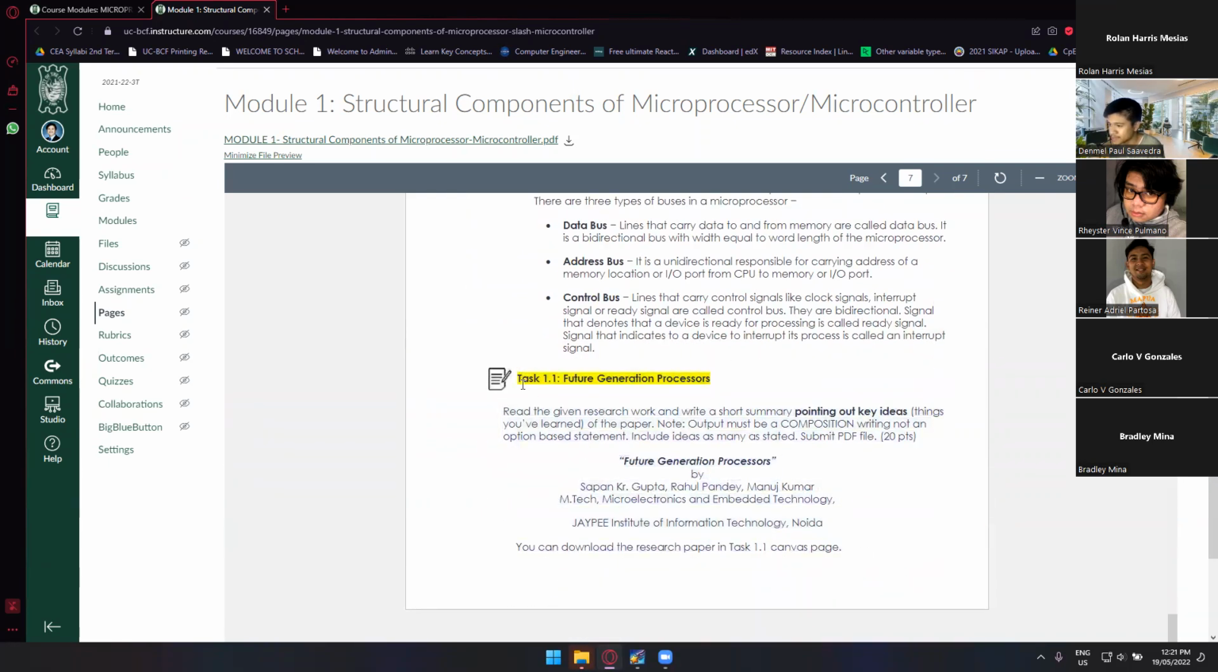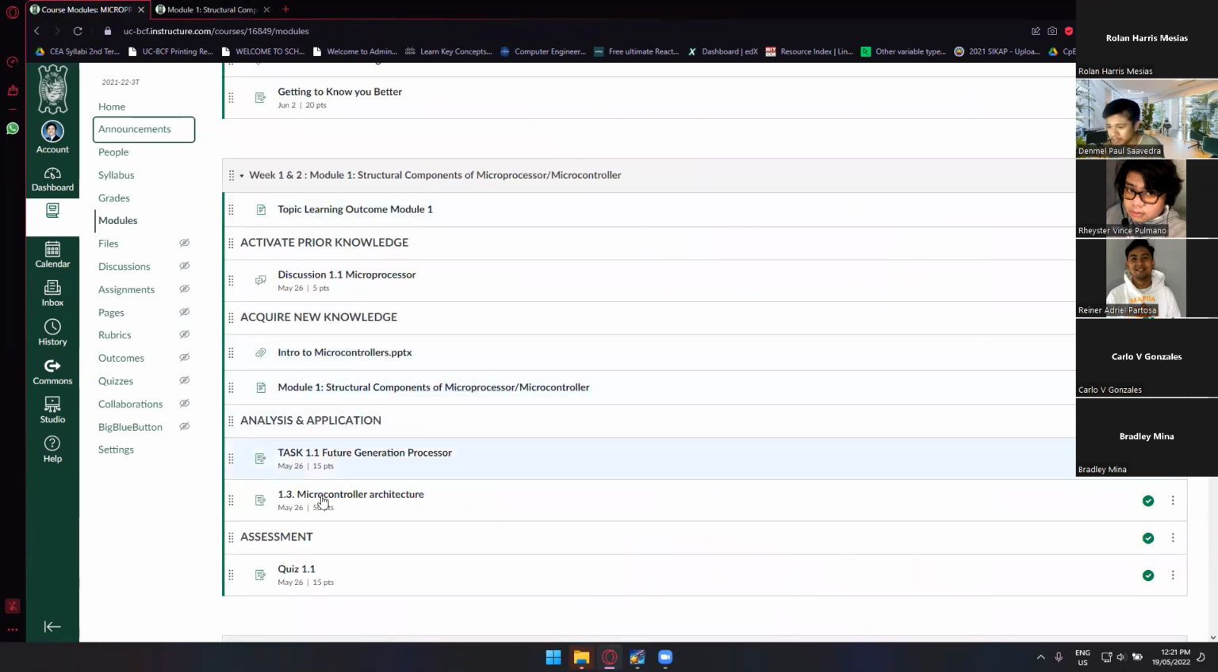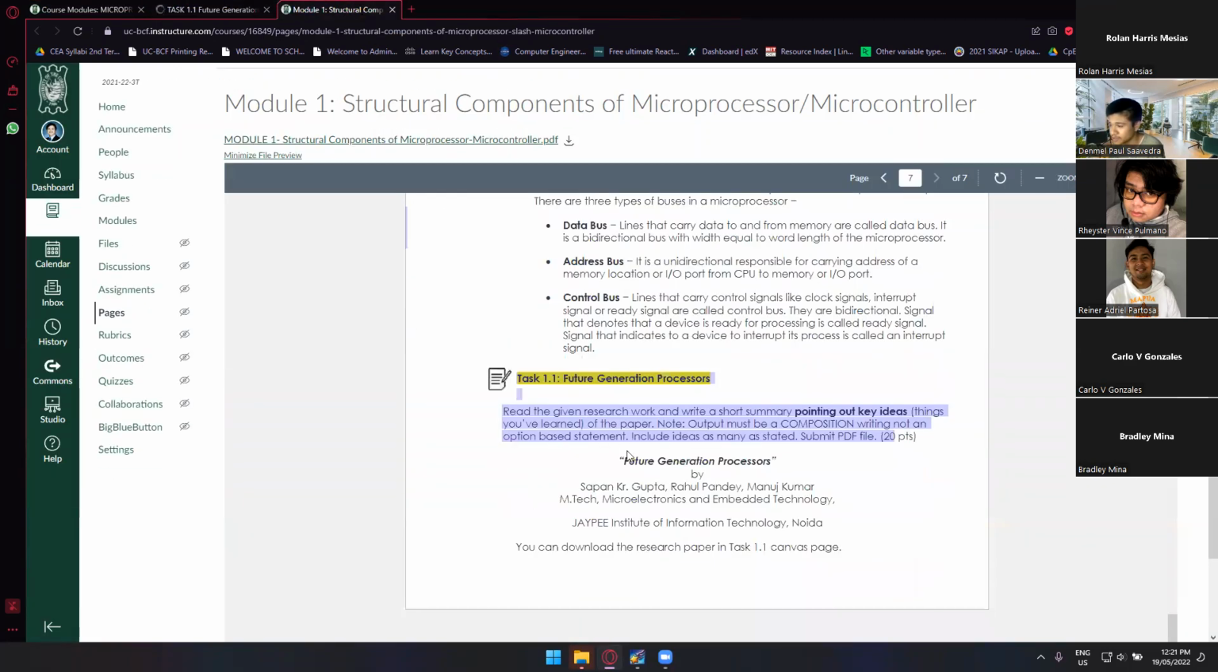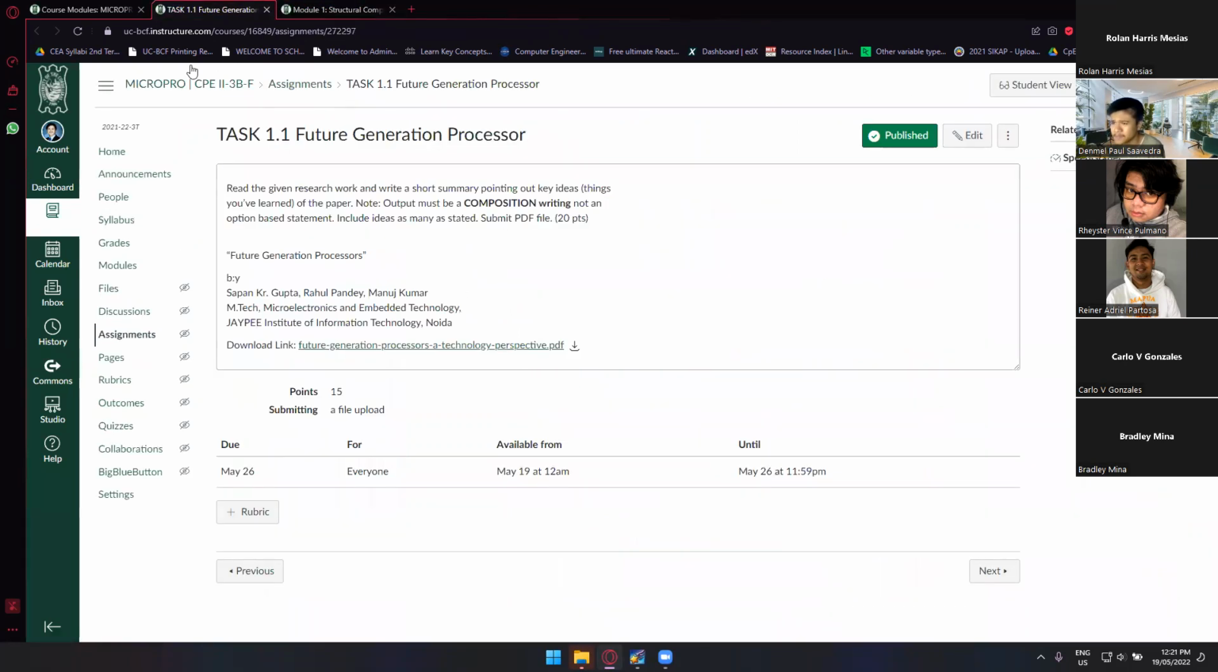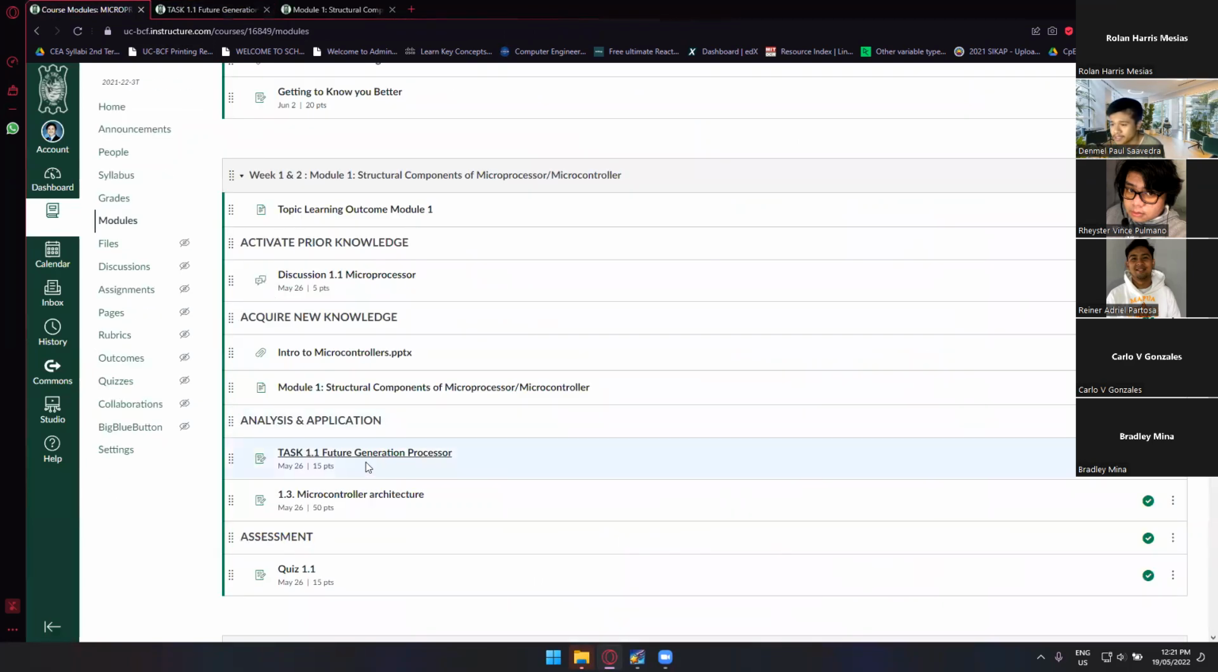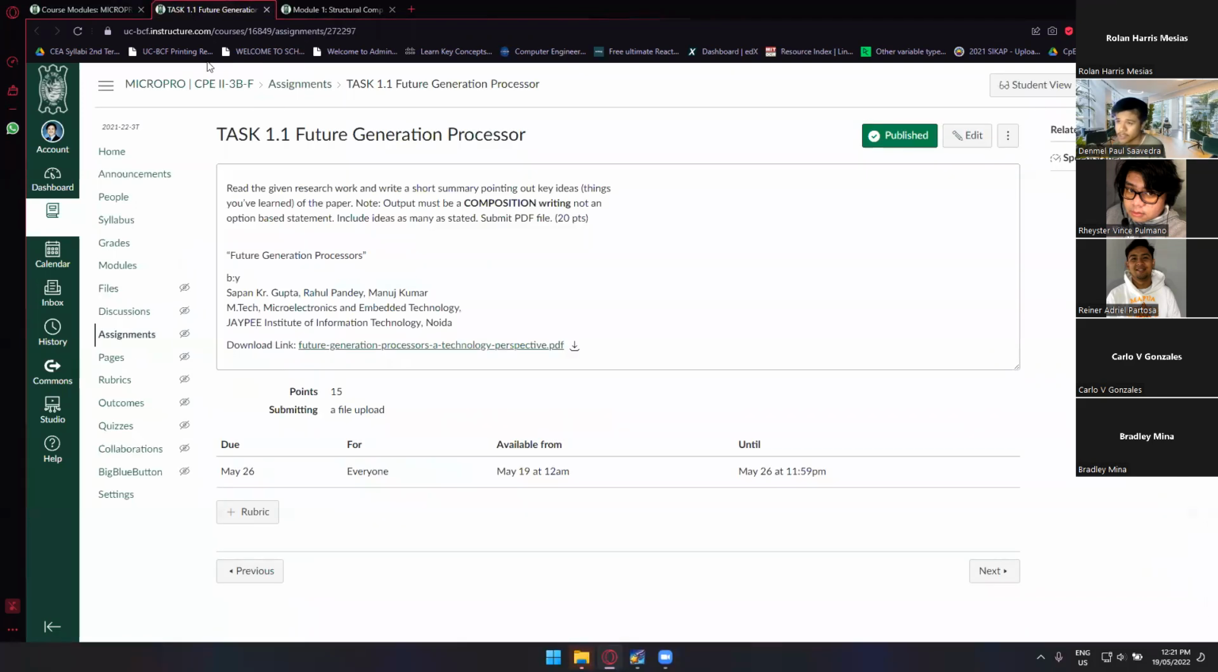So you can just check this one out here, since I think Ma'am Suarez just included the instruction under this module, for the task 1.1, but the instruction is already in here. Task 1.1 future generation processor. So let's take a look at this one. Just read the given research work, which is this one, and then write a short summary pointing out the key ideas, like the things that you have learned on that specific paper.